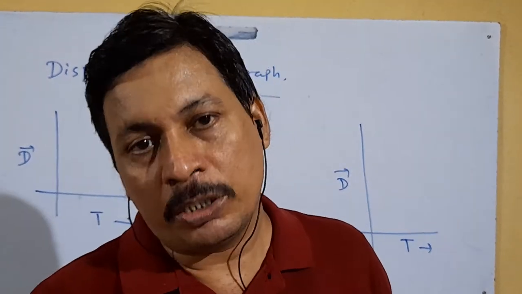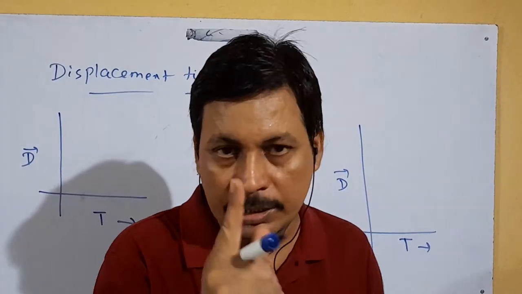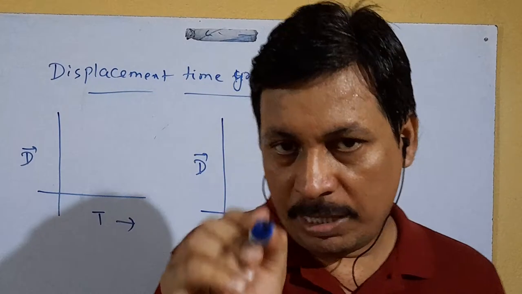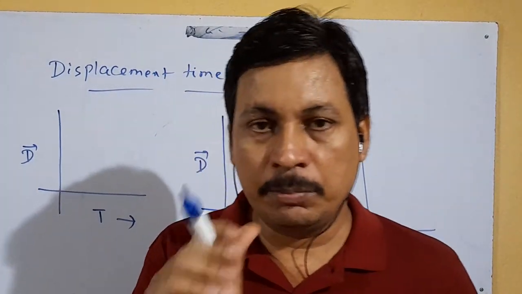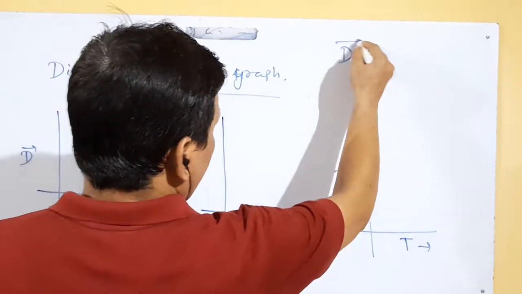The shortest path from one position to another position is known as displacement. And displacement has a particular direction. Okay, and that is the shortest path. And you put an arrow mark on the D, the symbol D you are using. Like this. This is displacement.